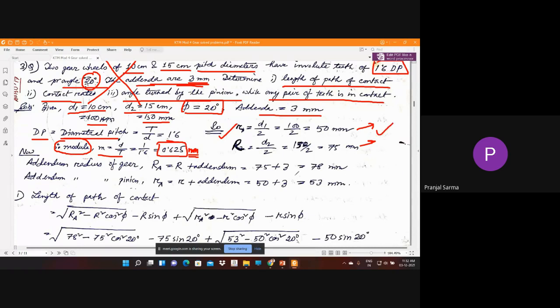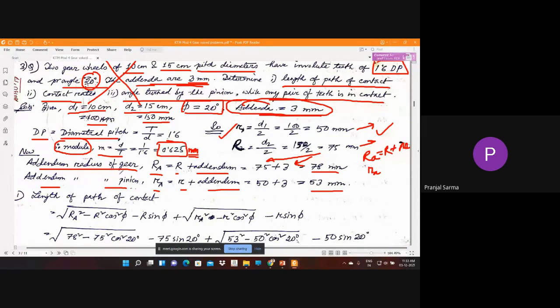Now we know from our previous knowledge that while finding the contact ratio, we will also require the RA values, that is the addendum circle radius. We can find it by adding the pitch circle radius plus the addendum. So for the gear, capital RA equals capital R plus the addendum. Capital R we just found to be 75, plus the addendum, already given in the question as 3 millimeter. 75 plus 3 gives you 78 mm. Similarly, the addendum radius for the pinion, smaller ra, is smaller r plus the addendum value, 50 plus 3, 53 millimeter. After this much I hope that should be clear.